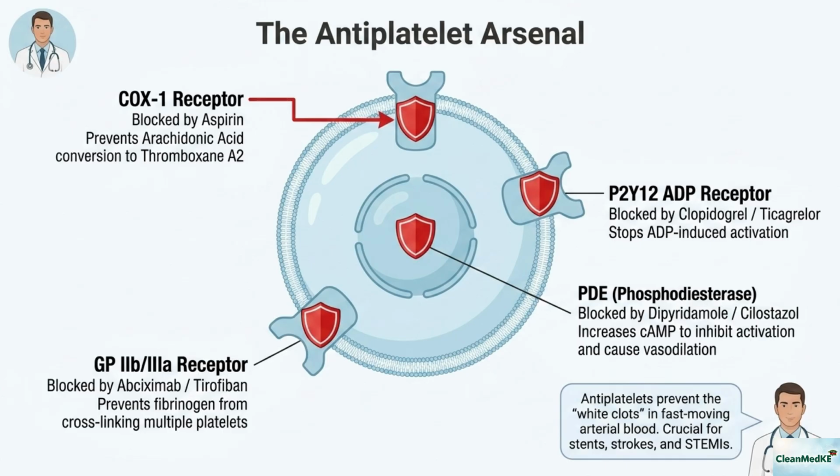Let's look at our tools for preventing that white clot in fast-moving arterial blood, which is crucial for managing stents, strokes, and STEMIs. Aspirin works by blocking the COX-1 receptor, preventing the conversion of arachidonic acid to thromboxane A2. We also have P2Y12 ADP receptor blockers like Clopidogrel and ticagrelor, and GP2B3A inhibitors like Abciximab, which prevent fibrinogen from cross-linking multiple platelets. Finally, drugs like dipyridamole work as PDE inhibitors, increasing cAMP to inhibit platelet activation and cause vasodilation.